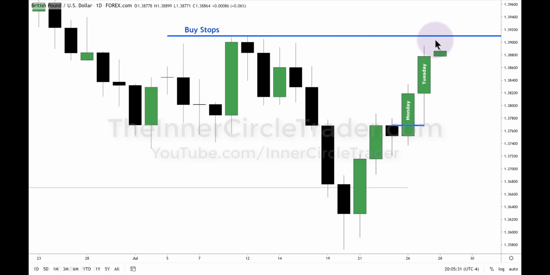Using the bias that suggests that this is likely to reach up into these buy stops. So I'm anticipating a continuation into Wednesday to attack this. Now, does it need to do it? No, because I've already been profitable on the entry and management of Tuesday's trading.